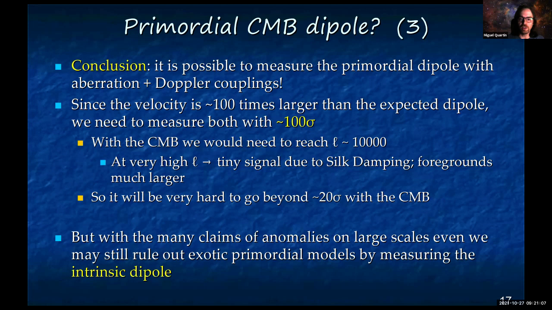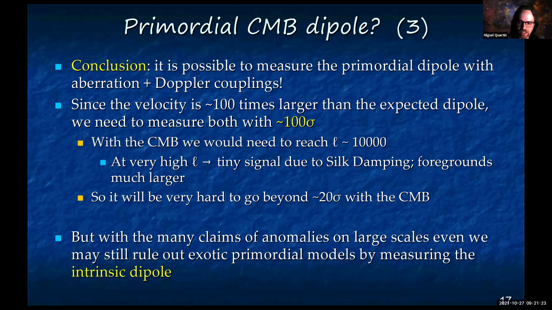For the CMB, you need to go to a multipole of 10,000, really, with good measurements to get this kind of level of precision. So, of course, at very high L, you have very tiny signal, you have lots of Silk damping, you have lots of foregrounds. It's really complicated. So it's really hard to go beyond, let's say, 20 sigma with the CMB.